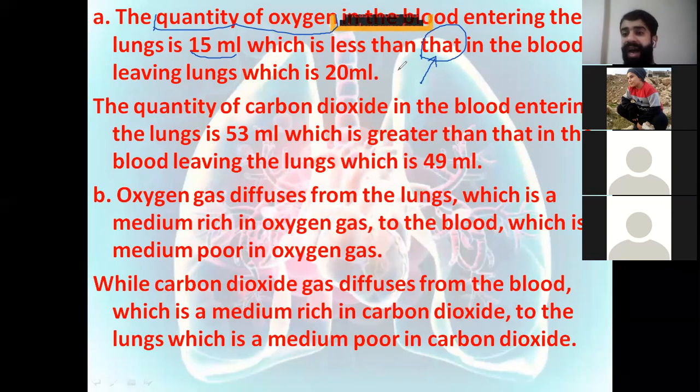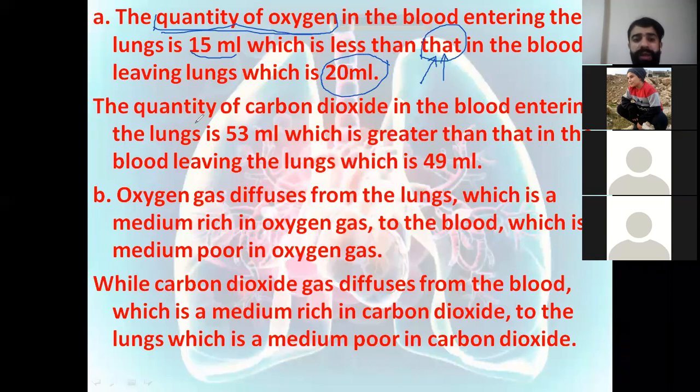What is the meaning of that? That refers to the quantity of oxygen. So instead of saying the quantity of oxygen twice, I can say it once, and the second time I can say the word that. So which is less than that in the blood leaving the lungs, which is 20 milliliter.